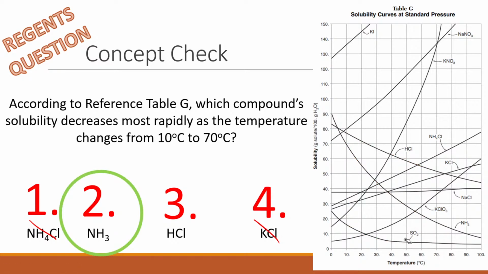Now, why? Why do some of these go down? Why does HCl, SO2, and NH3, why do these trend downwards while everything else trends upwards as the temperature increases? The reason is that these things are actually gases, while everything else here is a solid. And we're going to talk about why that makes a difference next time.